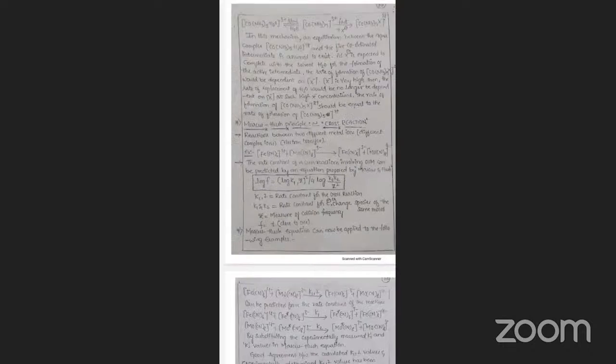So this is the Marcus-Hush principle, or cross reaction. Another name of the reaction is cross reaction. This is very important for a 4 marks short question. Simple, direct. That is the Marcus-Hush principle, or cross reaction.